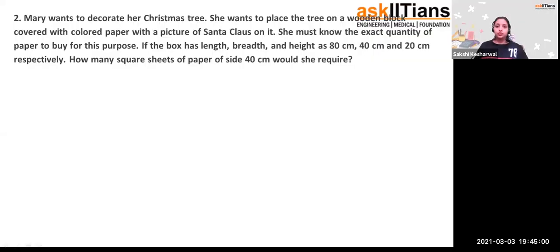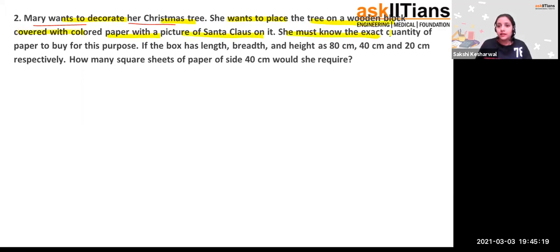Okay, we were doing question number 2, right? So what does question number 2 say? Question number 2 says that Mary wants to decorate a Christmas tree and she wants to place the tree on a wooden block covered with colored paper with the picture of Santa Claus on it.